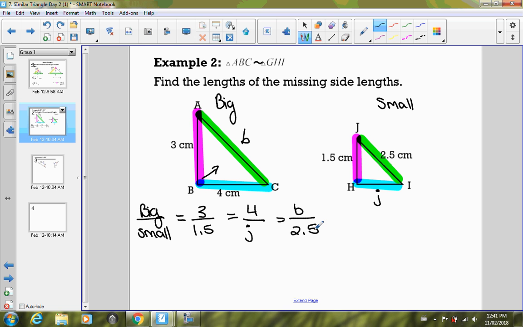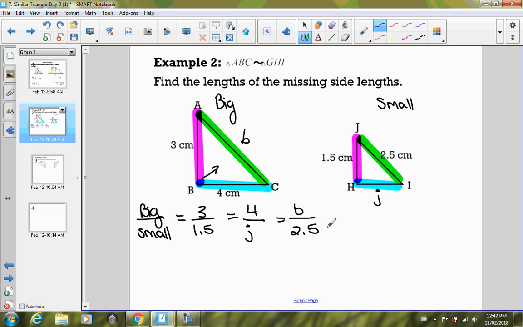So the trickiest part here is setting up the proportions. We know how to solve this from here because we've been practicing cross multiplication multiple times. Again, just to clarify, because I have big on the top, all of my measurements in my big triangle should only be on the top. So here's 3, 4, and b, all on my top line. That's good, that's all my big triangle numbers. My bottom is my small: 1.5, j, 2.5. So all is good here.